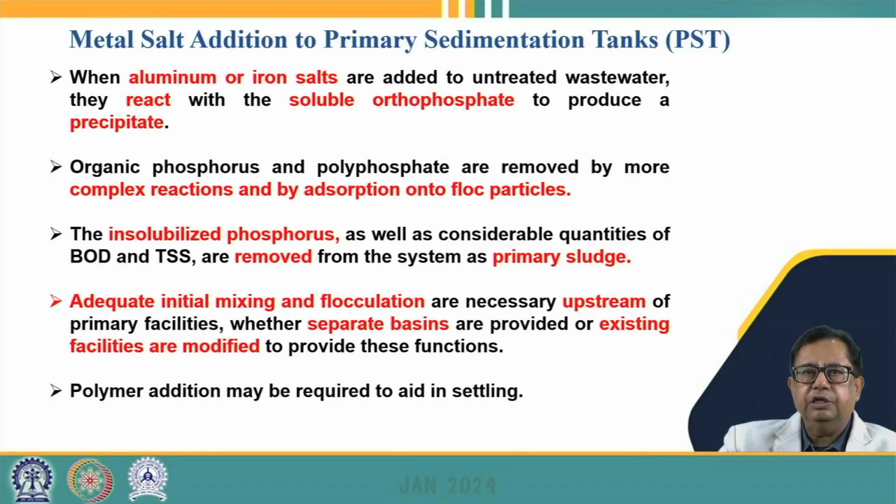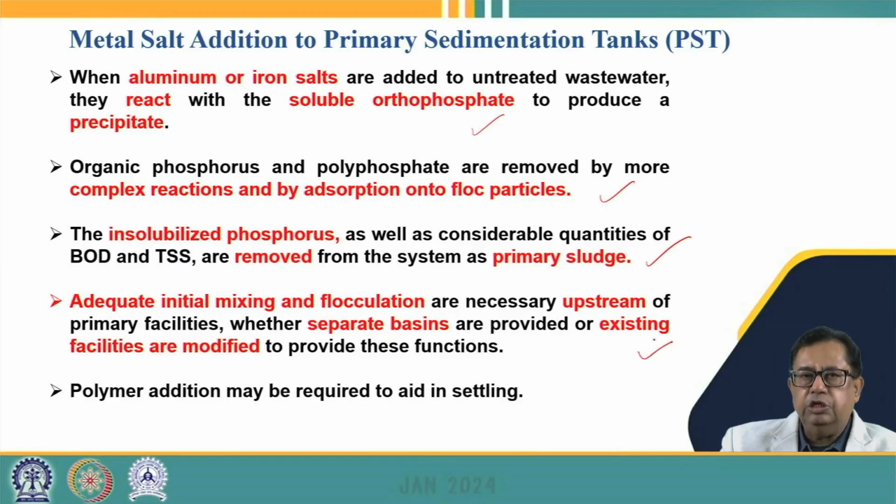So metal salt addition can be done to the primary sedimentation tank. When we are adding these metal salts to the primary sedimentation tank, they react with the soluble orthophosphates and precipitate out. Whereas the organophosphates and polyphosphates may also be removed by some complex reactions, or they can get adsorbed onto the floc particles and be removed. So primary sludge will contain a lot of things. For example, it will contain the insolubilized phosphorus, as well as some amount of BOD and TSS, which is also removed when we are adding chemicals to the primary sedimentation tank.